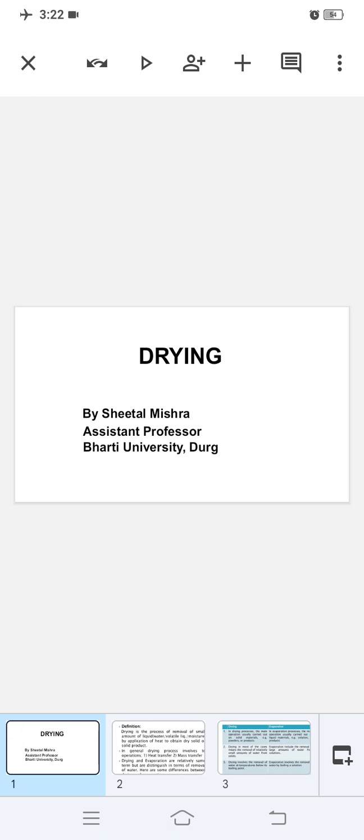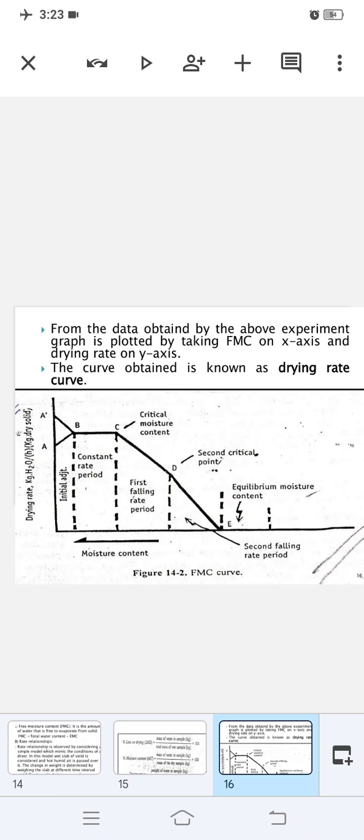What is the FMC curve? That is known as the free moisture content curve. So let us see the graph of FMC. This is the FMC curve, or you can say the free moisture content curve. You can see the four parts of the curve: the first one is the initial adjustment, the second is the constant rate period, the third one is the first falling rate period, and the last one is the second falling rate period.